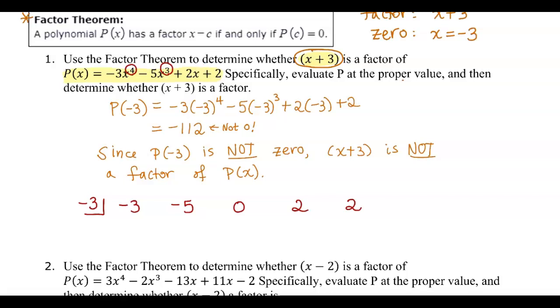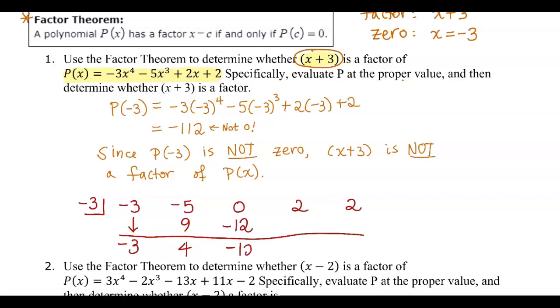missing quadratic term. Okay, let's go ahead and do the synthetic division to see if we really don't get the remainder of 0. Bring down the negative 3 and multiply. Add and multiply.